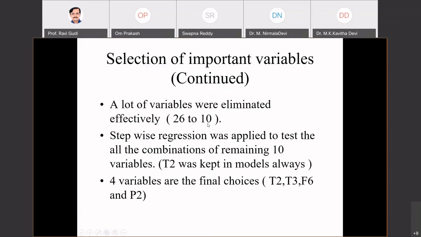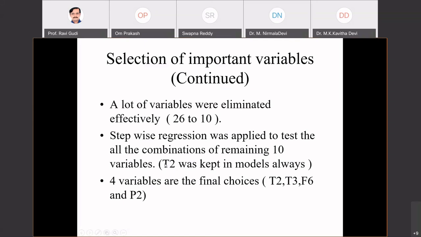Okay. Now amongst these 10, we use an approach called stepwise regression. What is stepwise regression? You start with what you believe is the best set of variables and keep on adding one variable at a time and see whether the prediction error is improved. The stepwise regression was applied to test all the combinations of the remaining 10 variables.